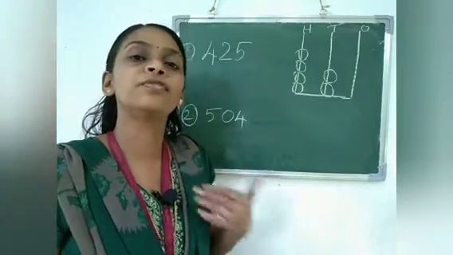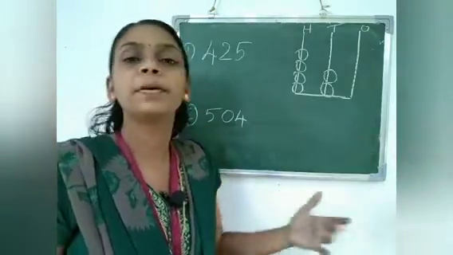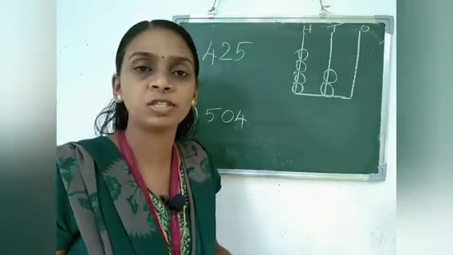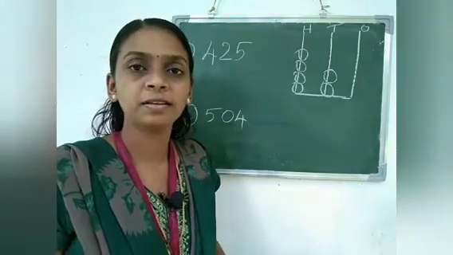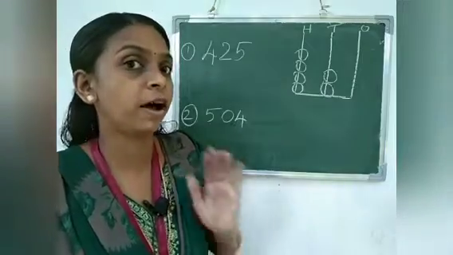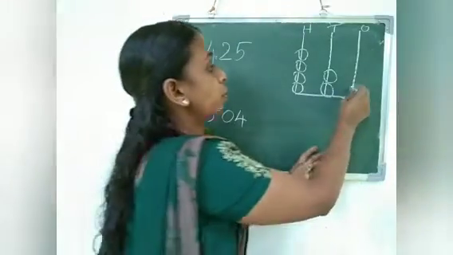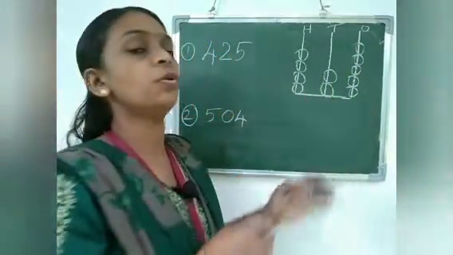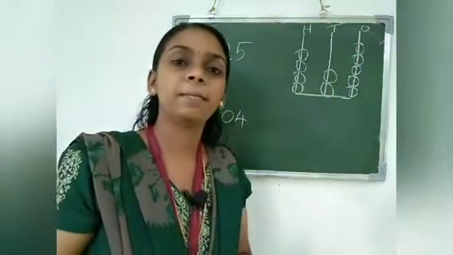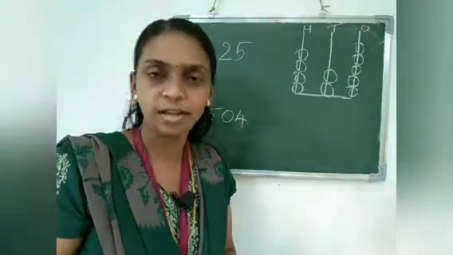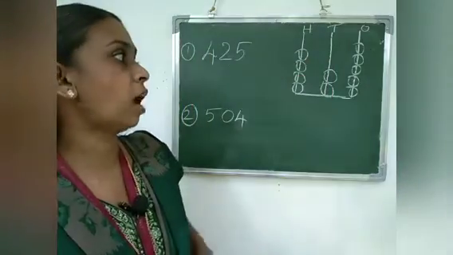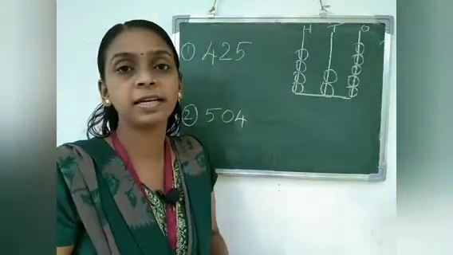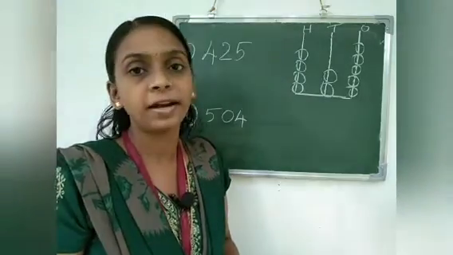Then tell me, all of you, how many beads we have to draw in the ones place? Yes, it is 5. 5 beads we have to draw in the ones place. So we represented the number 425 on an abacus. All of you look how we represented the number on an abacus.